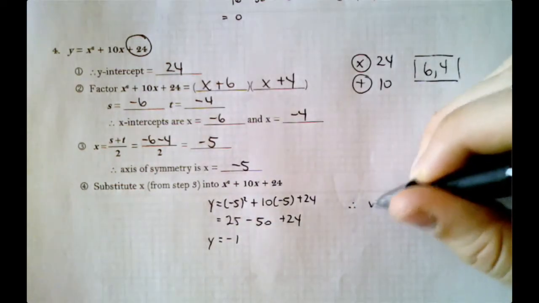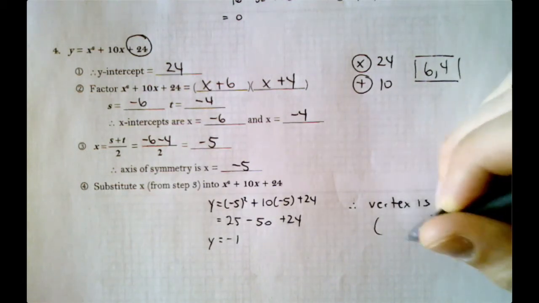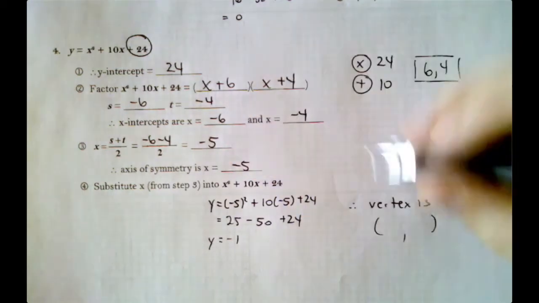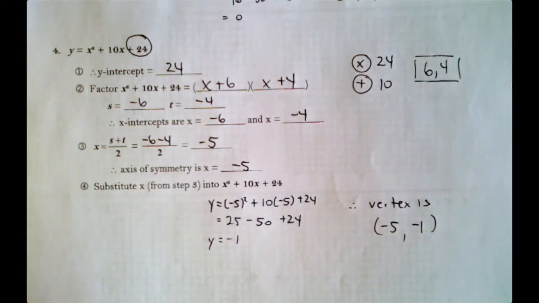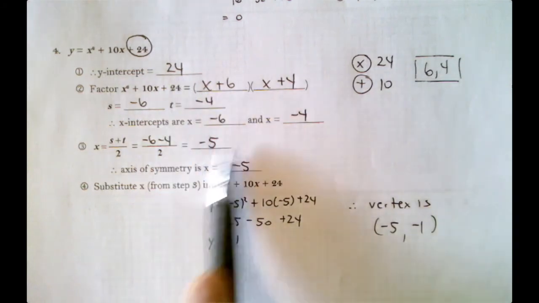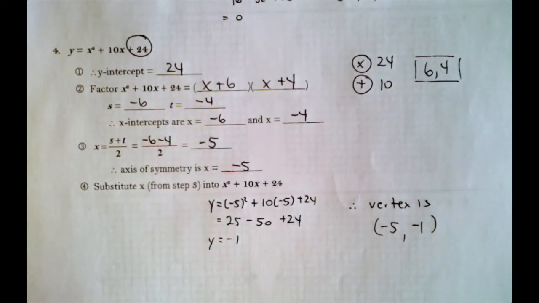So our vertex is always 2 parts, the axis of symmetry and what we get from plugging in the axis of symmetry. And there we have it. And if we wanted to graph this now, we plot our y-intercept, our x-intercepts, we draw our axis line, and we draw our vertex, and then we complete the curve.